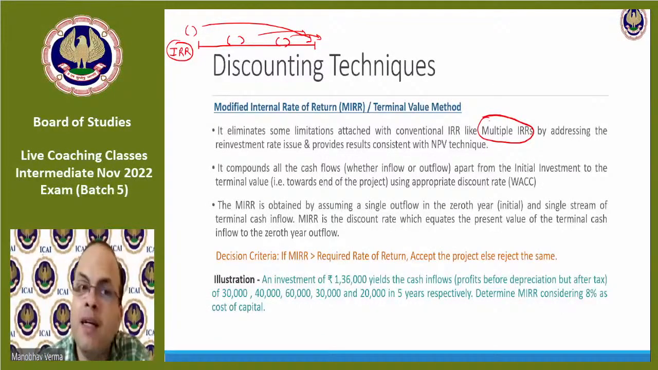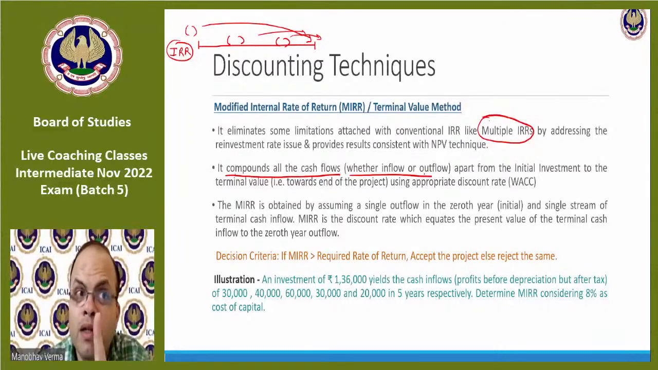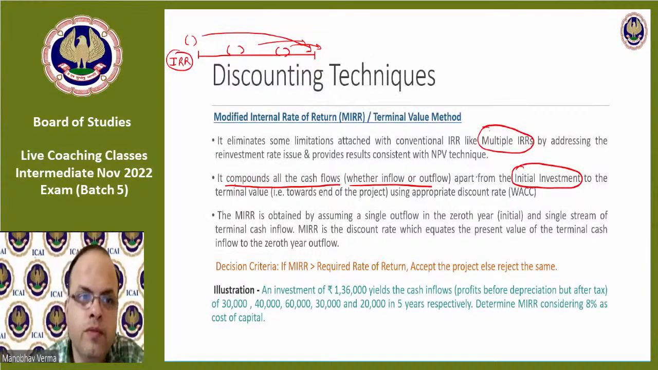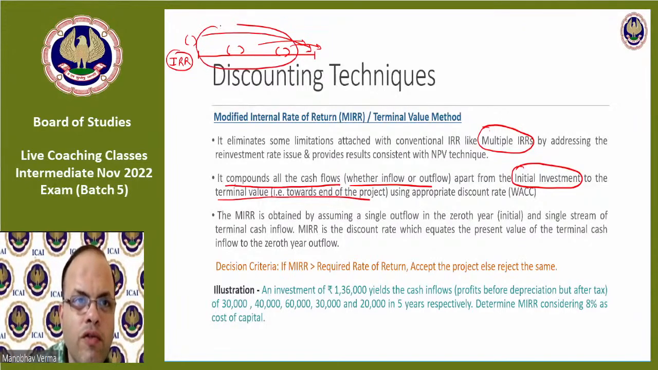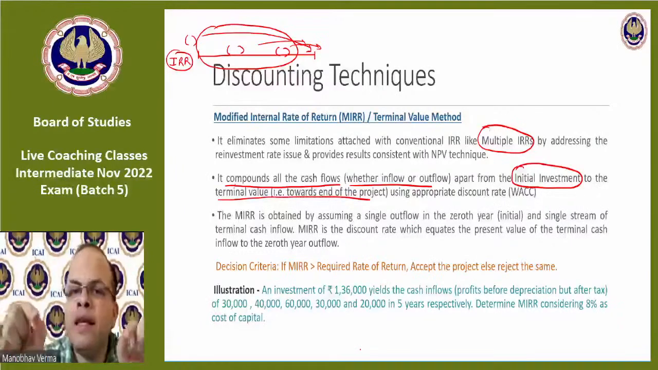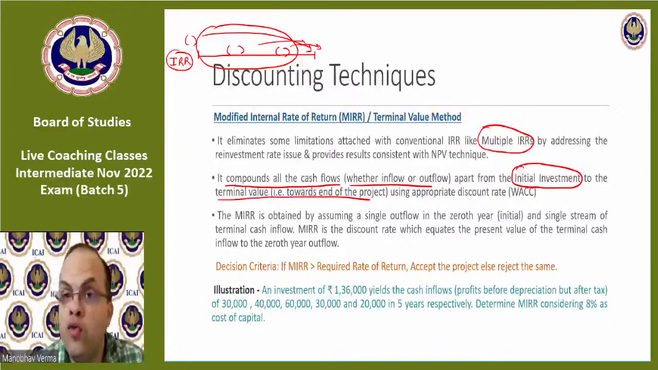Now that means the crux of this method is compounding all the cash flows, whether inflow or outflow, except for the initial investment. We don't do that to the initial outflow. So any outflows during the project are taken care of. And then we will equate the terminal cash inflow to the 0th year outflow using a discount rate. So what does that mean?